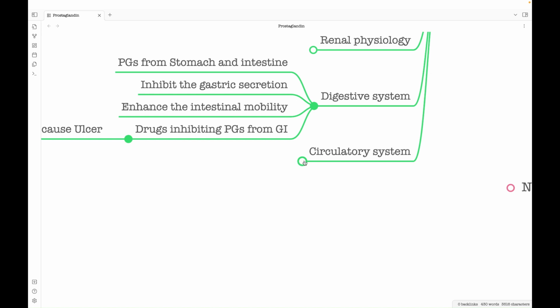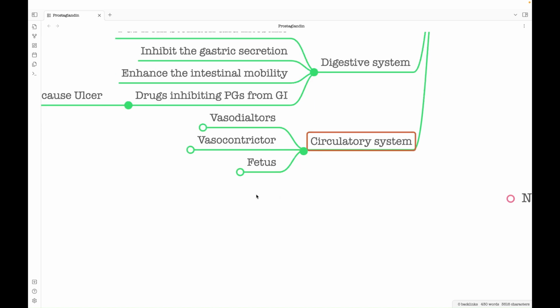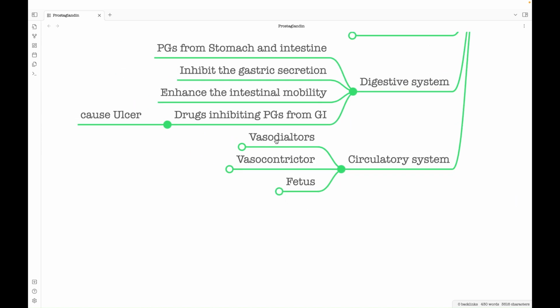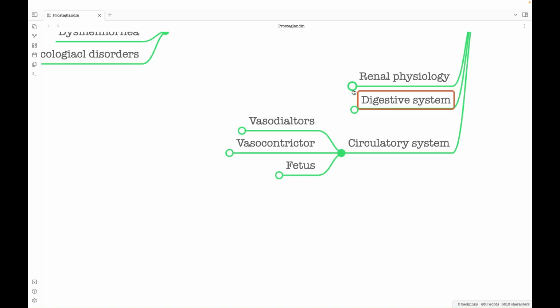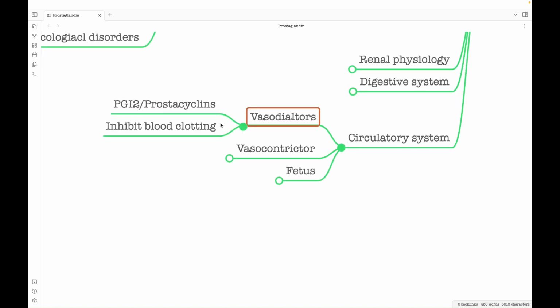Then our next system is the circulatory system. In the circulatory system, some prostaglandins act as vasodilators, some act as vasoconstrictors, and some are specifically associated with the fetus. So vasodilators like PGI2, or prostacyclin, act as vasodilators, and that is associated with the inhibition of blood clotting.